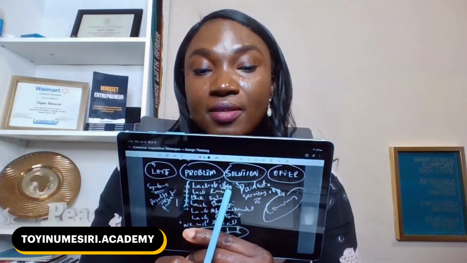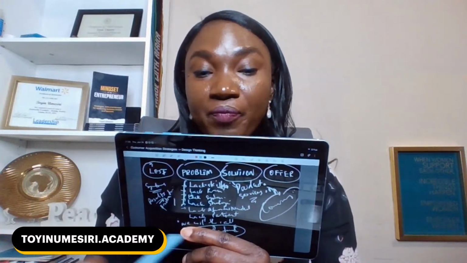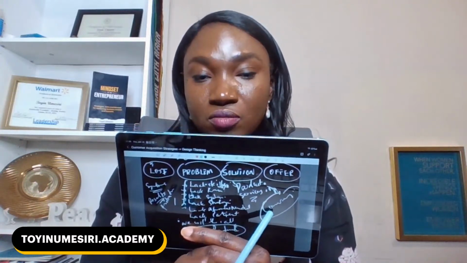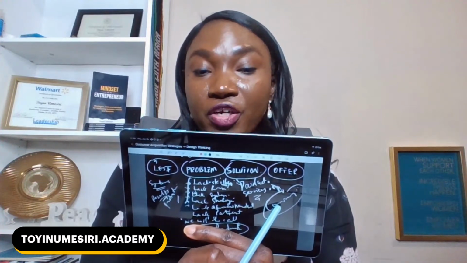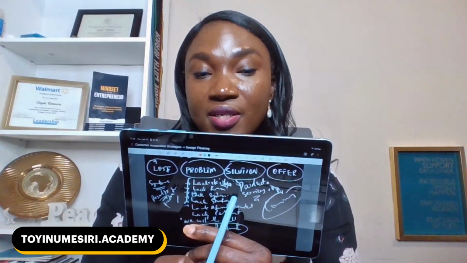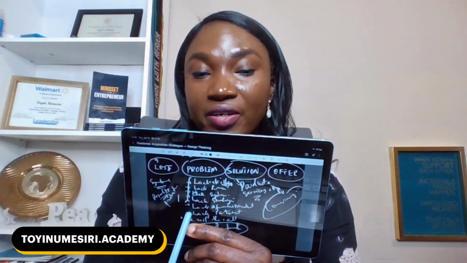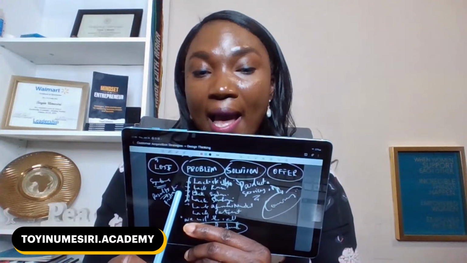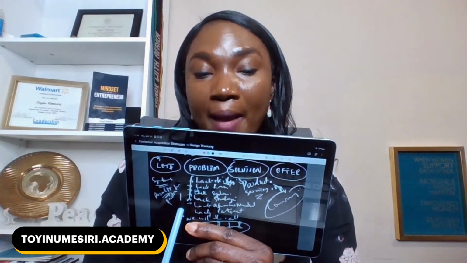If you want it, Toyin, you mess with the academy, that's the offer. The offer is the academy. The solution are the courses. The problems that I've identified are what I've listed out: the skills gap, strategy gap, knowledge gap, right?